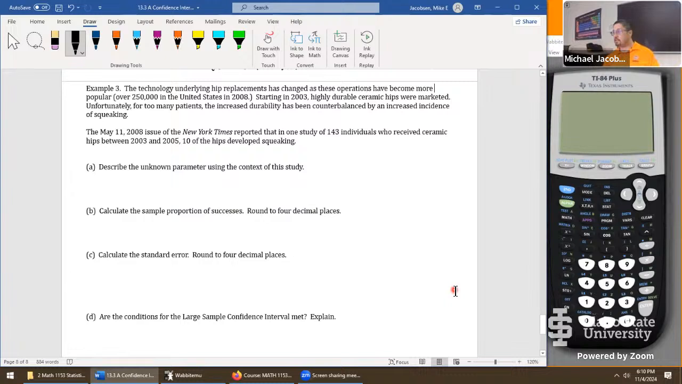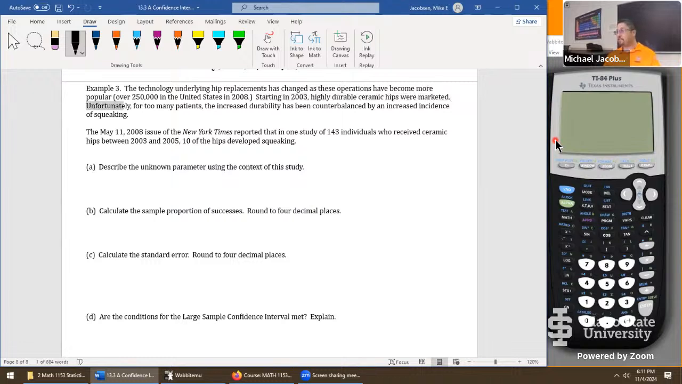Example 3 says, the technology underlying hip replacements has changed as these operations have become more popular. It says here, over 250,000 in the United States in 2008 were done. Total hip replacement is like a crazy amount of torture, I'd have to imagine. So that's 250,000 people that went through a lot. And it's not always a good outcome. Sometimes it just fails. But the good news is that they say, starting in 2003, highly durable ceramic hips were marketed. That's kind of alarming. You wouldn't want a total hip replacement and be told it's not durable, but these ones were. So we have ceramic hips now.